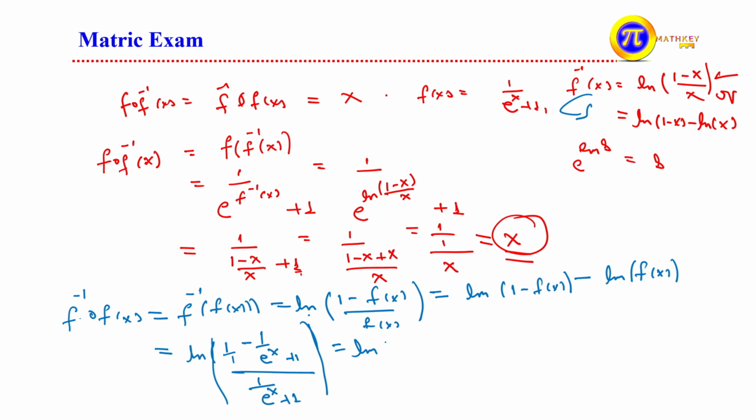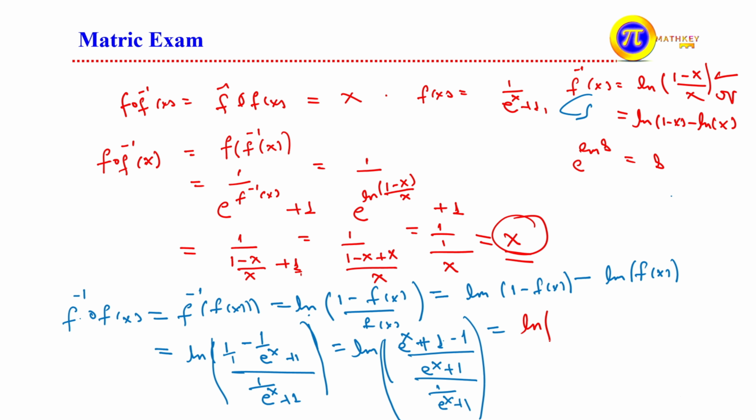So which is equal to ln of e to the power of x plus 1, minus 1, over e to the power of x plus 1. Again, the denominator is 1 over e to the power of x plus 1. We take this one: 1 minus 1 is 0. What remains is e to the power of x. We cancel here, which is 0. It becomes what?